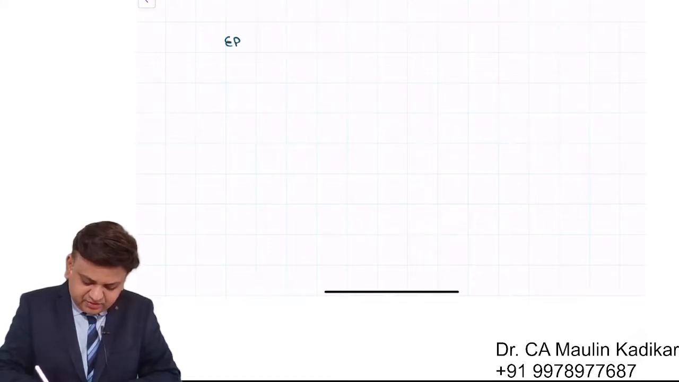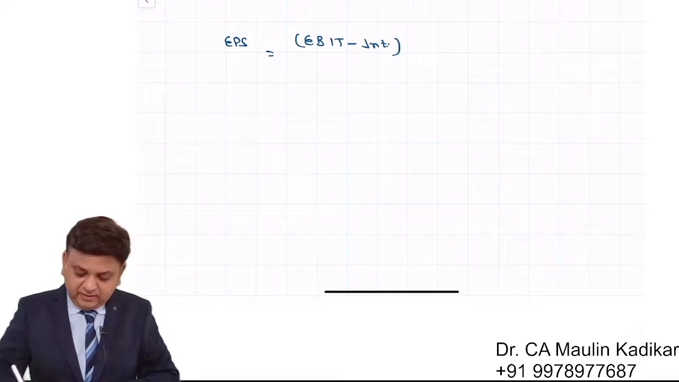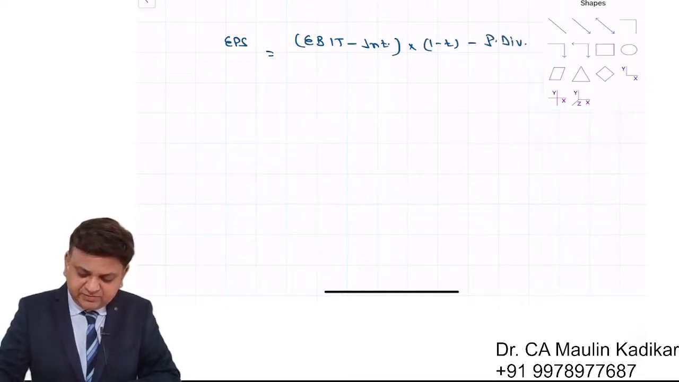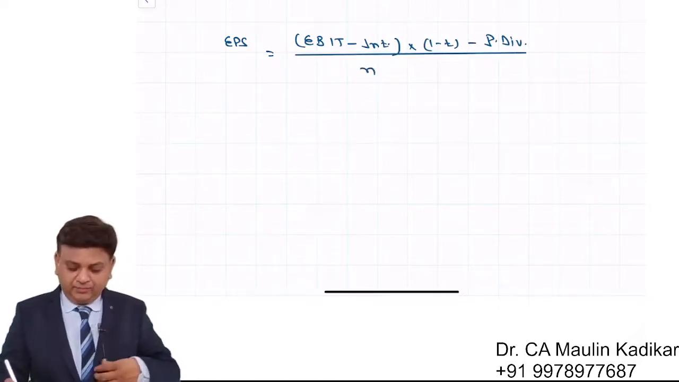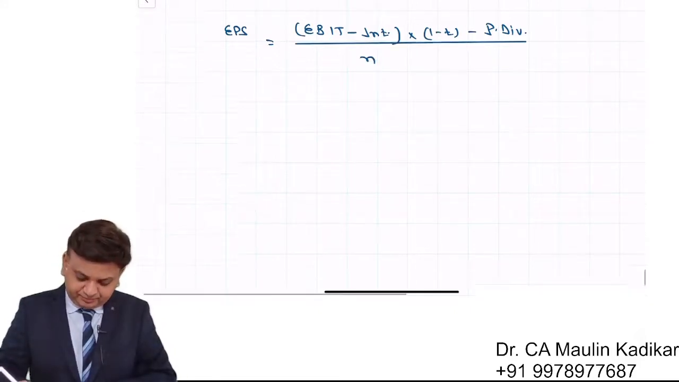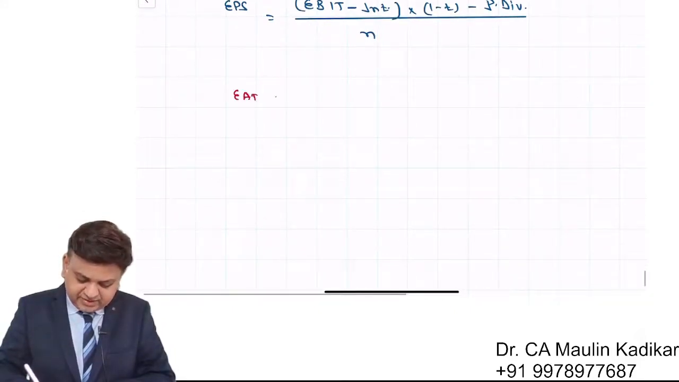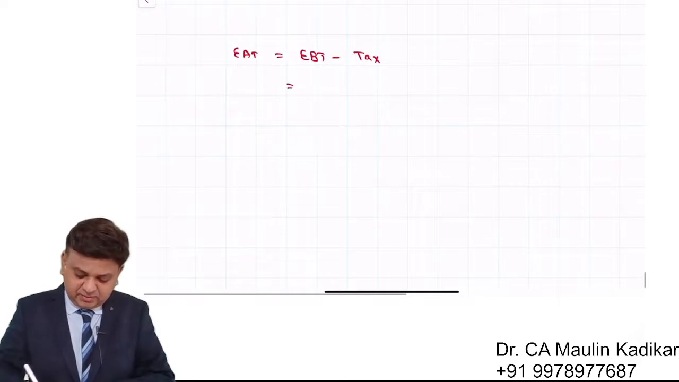See, earning per share is calculated as earning before interest and taxes minus interest. So it is EBT into 1 minus T is EAT, minus preference dividend, divided by number of equity shares. I give you a little more explanation. Earning after taxes is earning before taxes minus tax. So it is earning before tax minus earning before tax into tax rate.